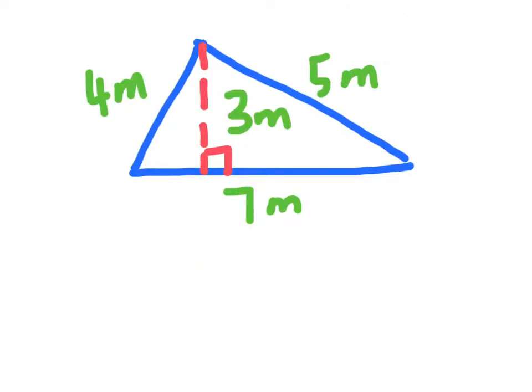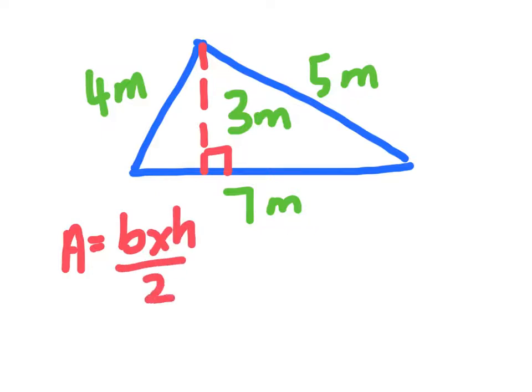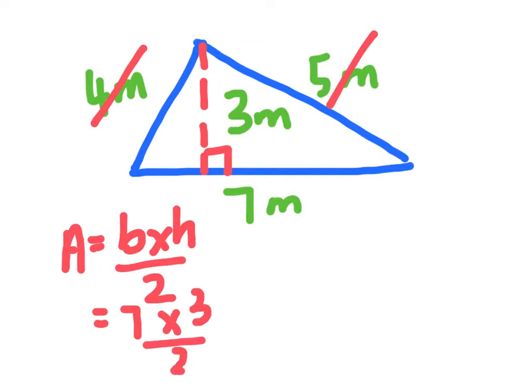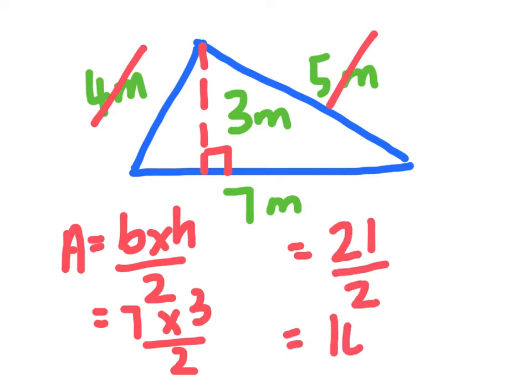So for our final calculation, we're going to work out the area of this triangle, remembering that the area rule is area equals base multiplied by height divided by 2. And there are 4 dimensions written on this triangle, but we actually only need 2 of them. We need the base and the height. So we don't actually need these 2 sides here. We just need that the base is 7, the height is 3, and it's divided by 2, which equals, so we have 7 times 3, which is 21, divided by 2 equals 10.5 metres squared.